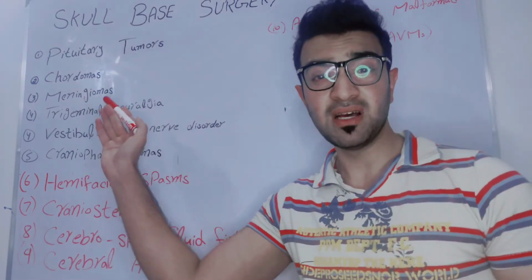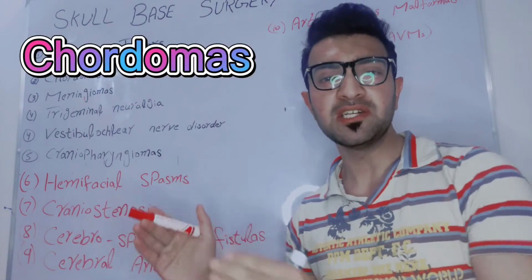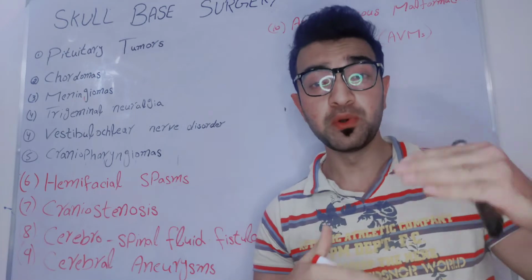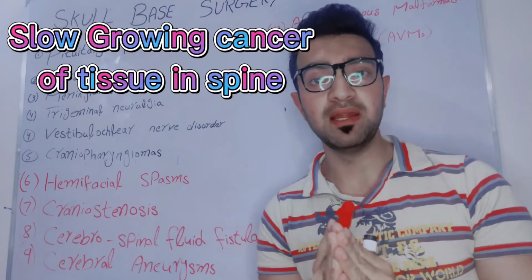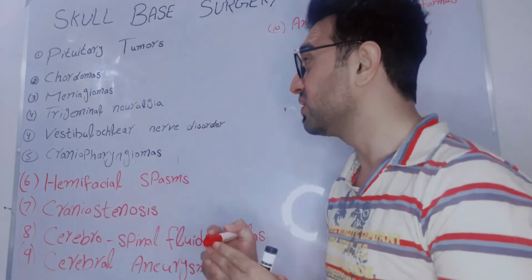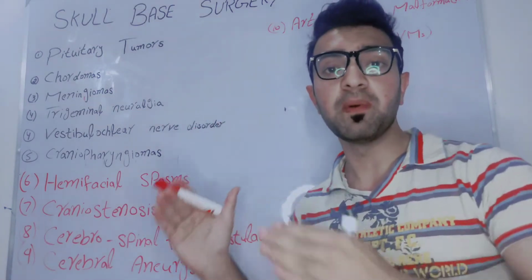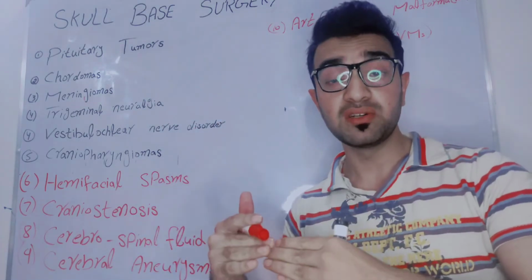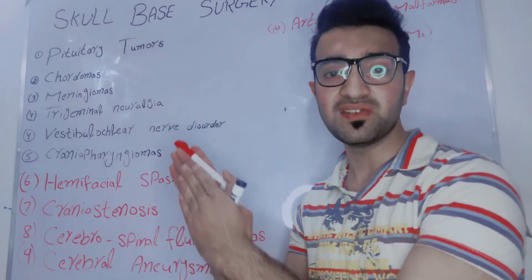The second number is the chordoma. Chordomas are a type of cancer that is produced in the tissues of the spine. This is a slow-growing cancer which is called chordoma. So in this condition, we perform surgeries. These surgeries are included in skull surgeries.